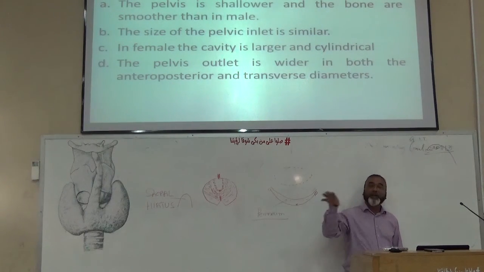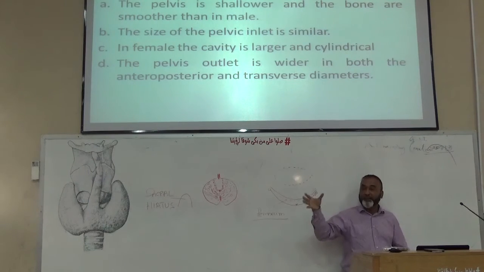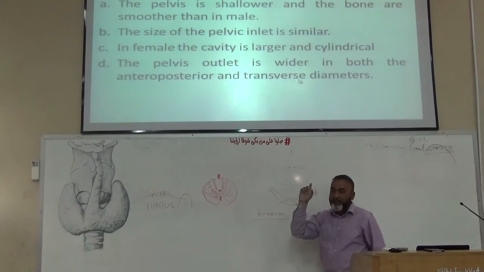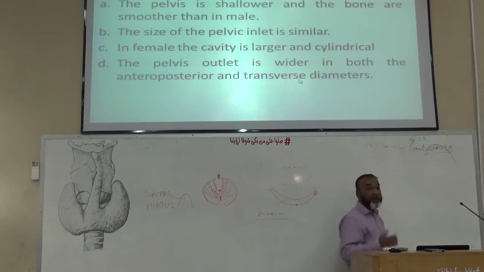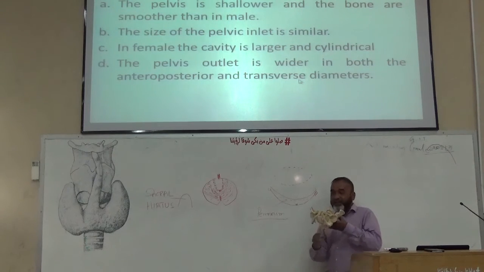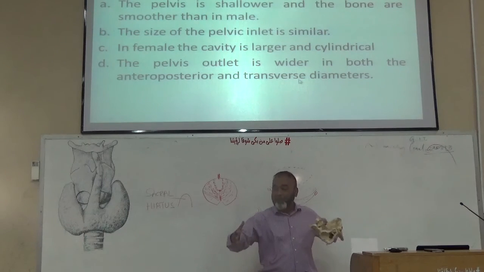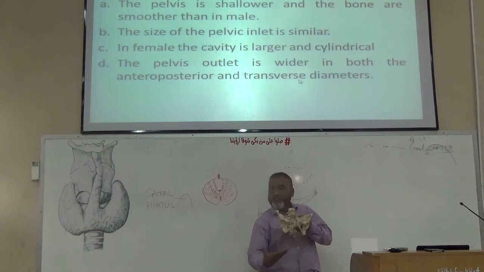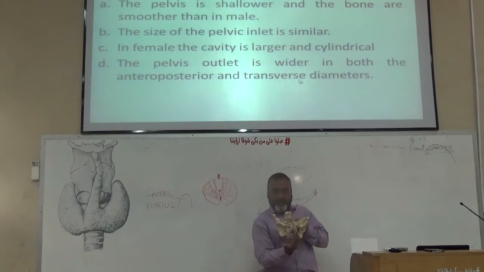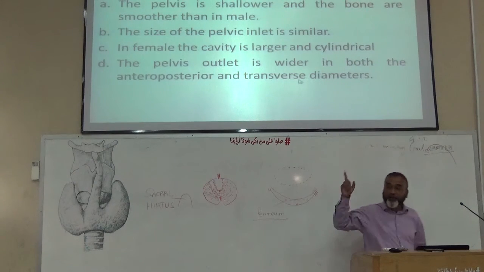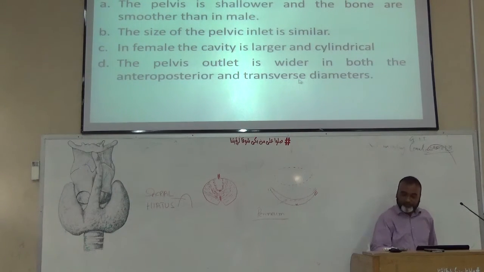Same features: the pelvis is shallow and the bones are smoother than the male. The size of the pelvic inlet is more or less the same in male and female. The cavity is larger and cylindrical, and the pelvic outlet is wider in these females as compared to that of the male. And when they are everted, when you take the measurement, transverse and anterior posterior, it will be more because it is flatter and everted. So transverse as well as anterior posterior measurements are more in the gynecoid type of pelvis.